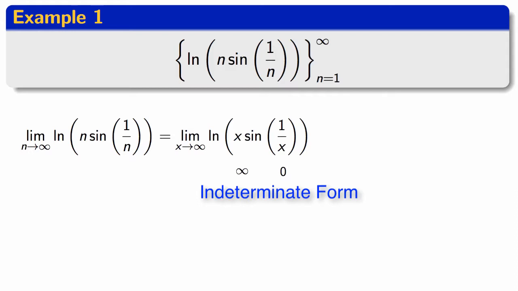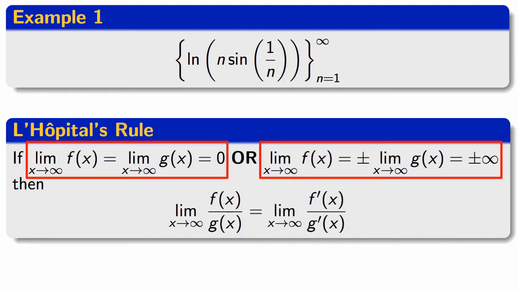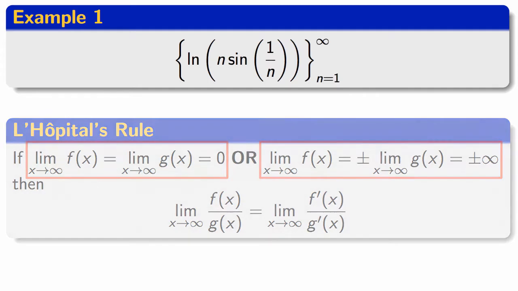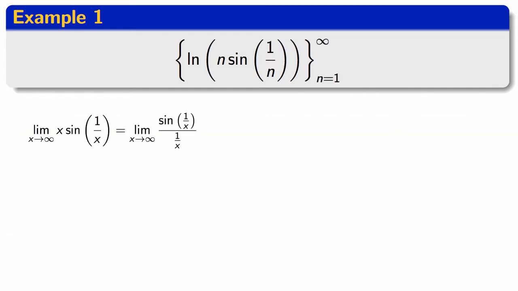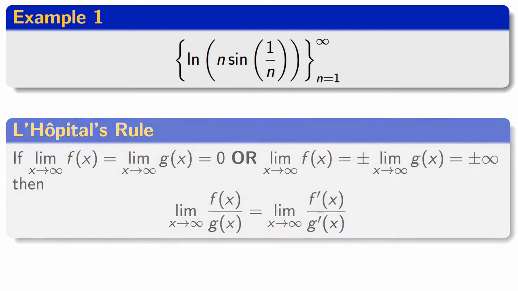The way we usually deal with limits of indeterminate form is to use L'Hopital's rule. However, L'Hopital's rule only applies to indeterminate forms of the form 0 over 0 or infinity over infinity. Since multiplying by x is equal to dividing by 1 over x, we can rewrite our limit this way. Now that we have written this as 0 over 0, we can apply L'Hopital's rule, which says the limit of f of x over g of x is equal to the limit of f prime over g prime.